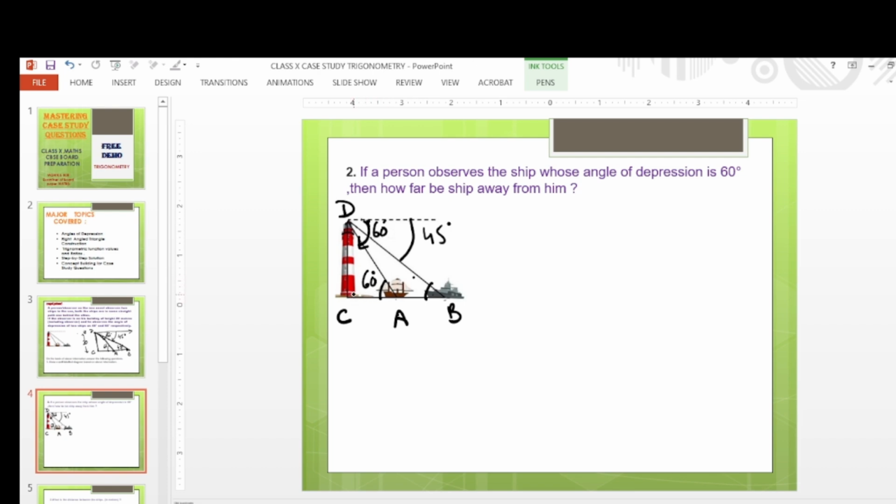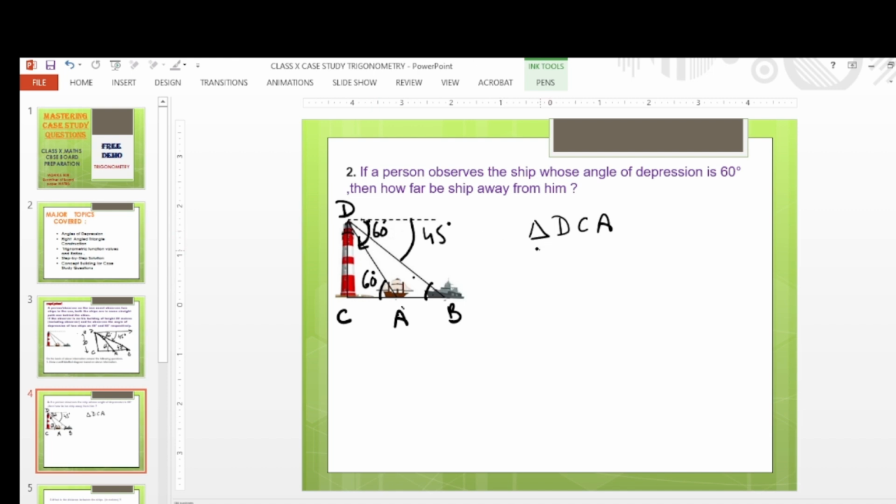We will use the triangle which is formed by the 60 degree depression. So we'll use this triangle DCA. Did you understand? Because they are not saying directly that the observer is looking at ship A. They are giving a clue that the observer is looking at a ship which has the greater angle of depression, or they can say whose angle of depression is 60 degree. So when he's looking at A, the angle of depression is 60 degree.